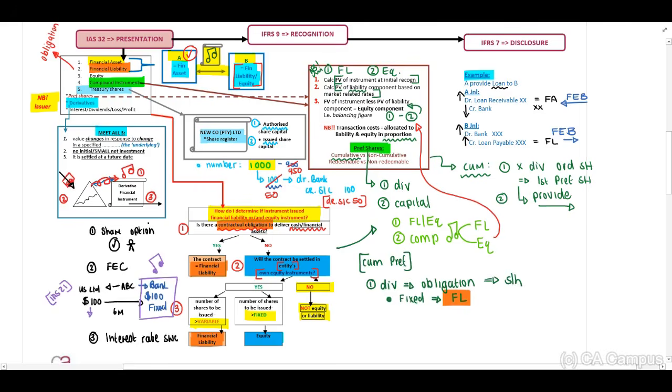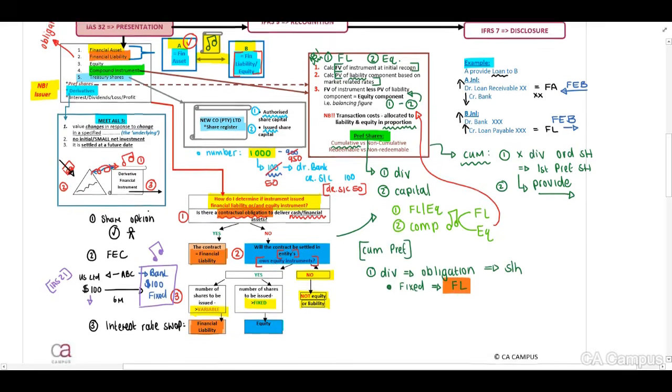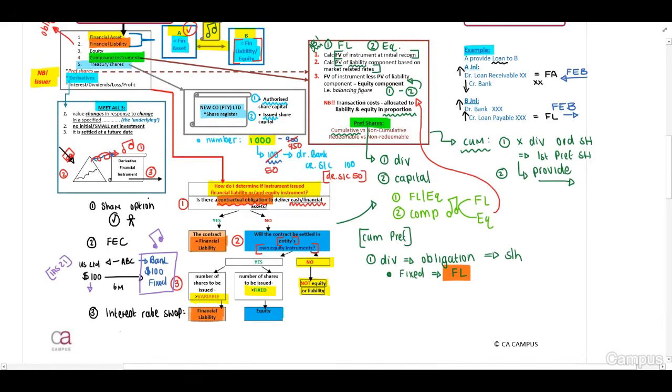Now, what is this? This will be, for example, when we have 2 entities. The one entity will pay interest at a fixed rate, and the other entity will pay at a floating rate. And they decide that they want to swap their agreements with each other. Then all interest, dividends, losses, and profits that relate to financial instruments or a component that is a financial liability shall be recognized in our profit and loss.